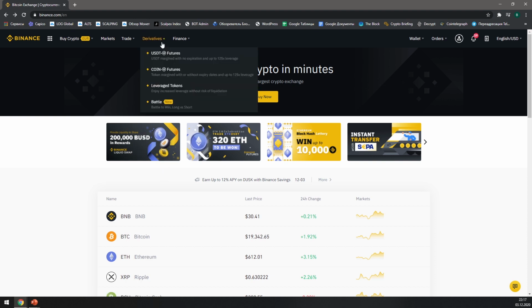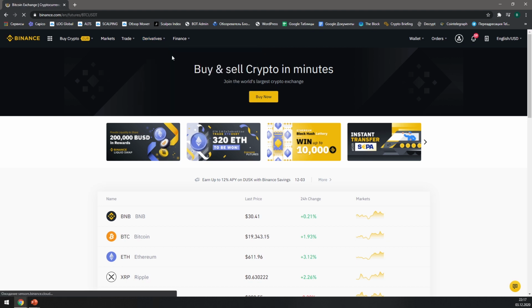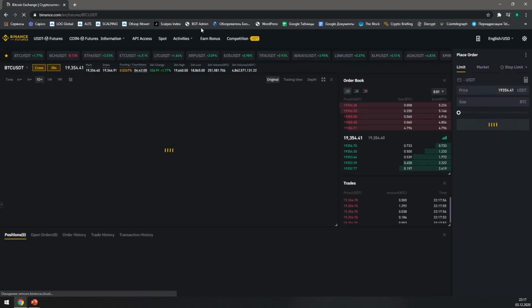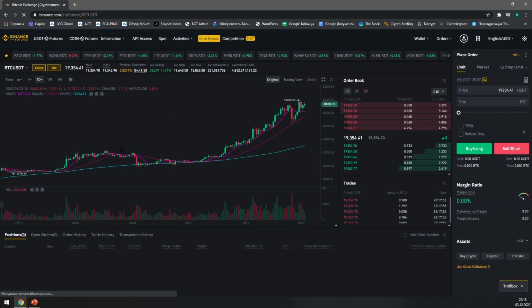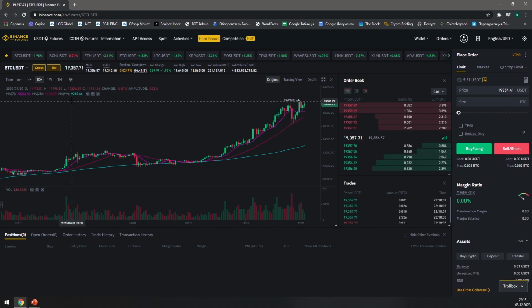Okay, here we have to open the Derivatives tab and open USDT Futures. We click here, and a special trading terminal for futures appears. And here, to be honest, only two things are important for us. The first one is the type of margin, and the second is the leverage, so the amount of leverage.